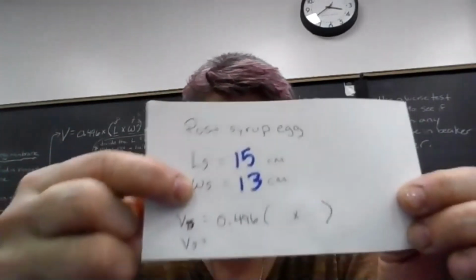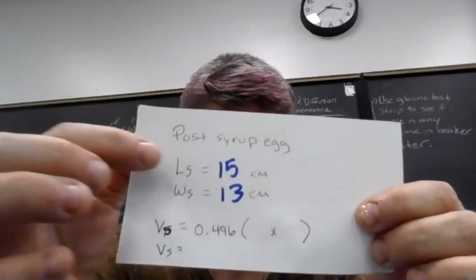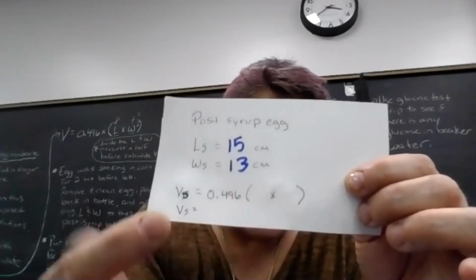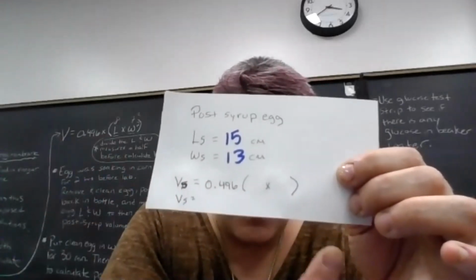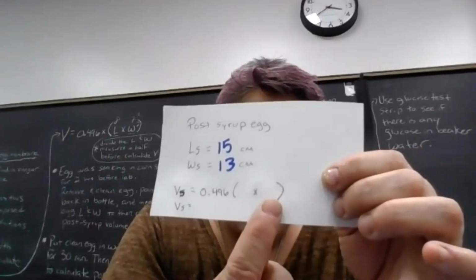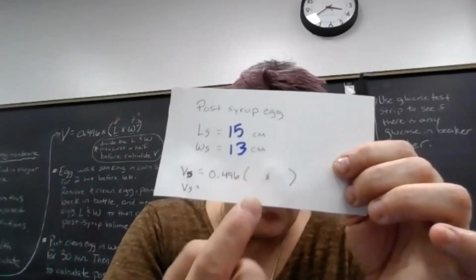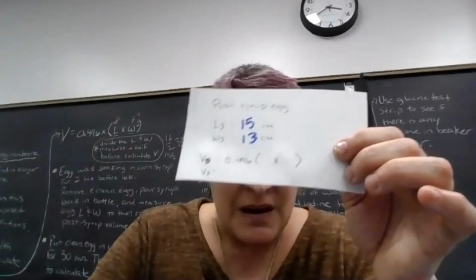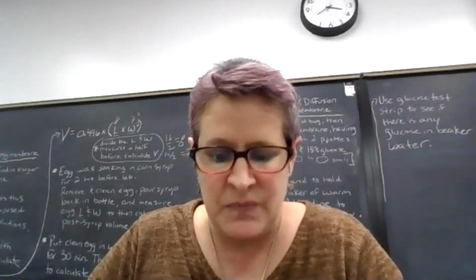Now remember, what you're going to need to do is divide 15 by 2, and that's the L that you're going to put in the formula here. You're going to take the 13, the width, divided by 2, put that divided number right here, and square it. You're going to take the squared W, multiply it by the L, multiply it by the constant of 0.496, and that will give you the volume. So that's your assignment, to tell me the post-syrup egg volume.